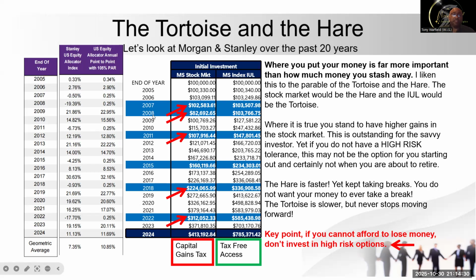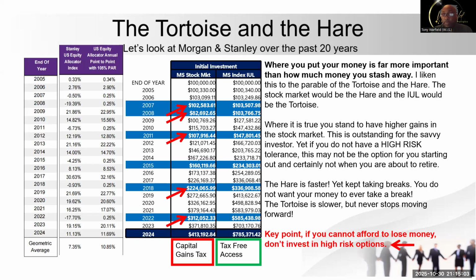If you look at 2007, 2008, 2011, where you had deficits in your money in the stock market, your money either locked in with your IUL or it grew. It never suffered any losses. So right after the housing market crash, let's look at if you started out with $100,000 in 2008. By the time 2008 was over, you were down to $82,000, whereas you had about $103,000 in your IUL.